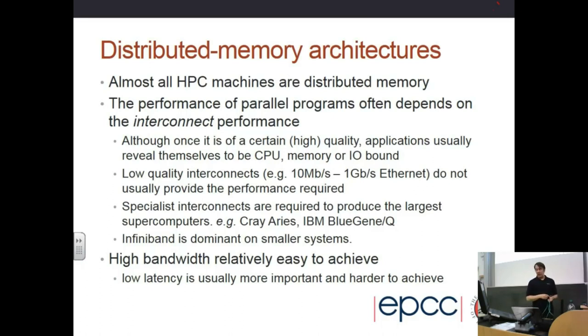The problem we have with HPC is that actually high bandwidth is relatively easy to achieve. If I've got two computers connected by a cable and I want to double the bandwidth, I just put two cables in. Just make the motorway, put more lanes on your motorway. And that's really where the drive is in the commercial market. High bandwidth is what most domestic users want.